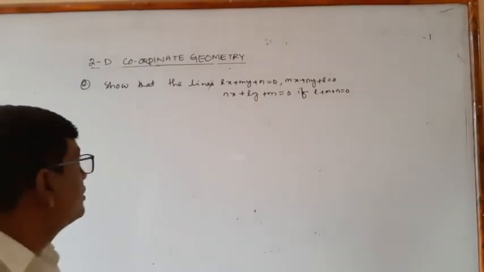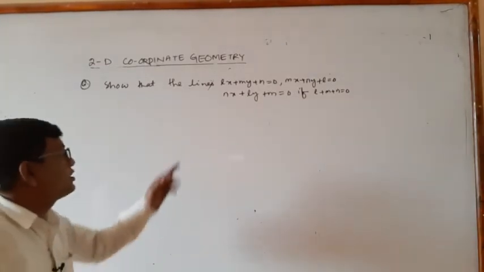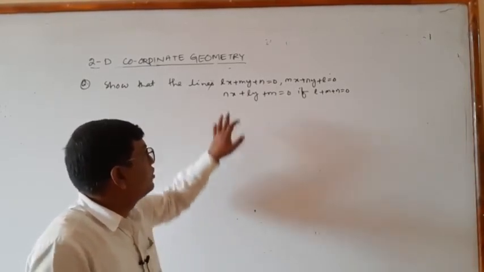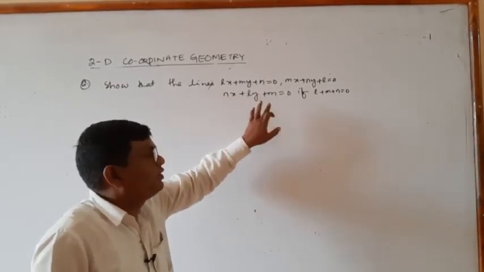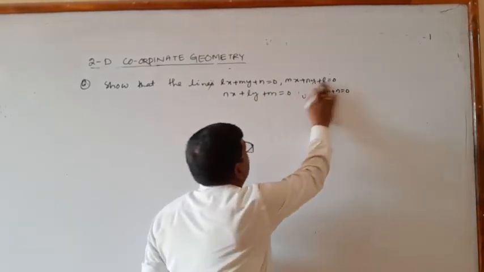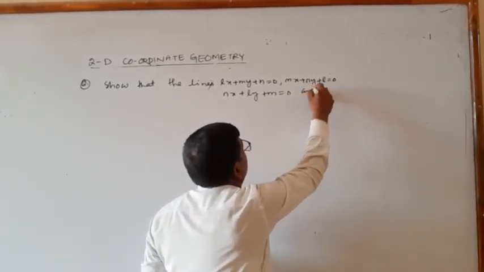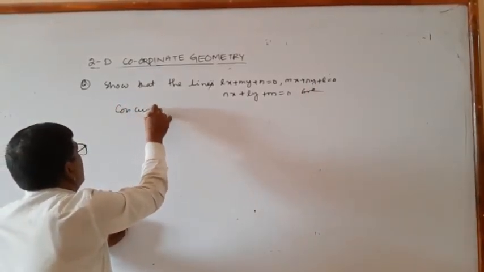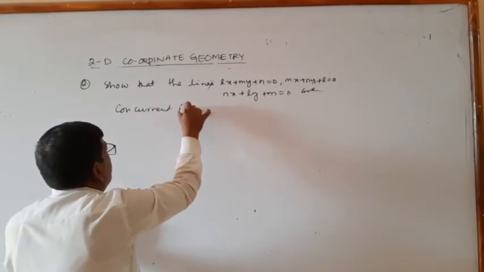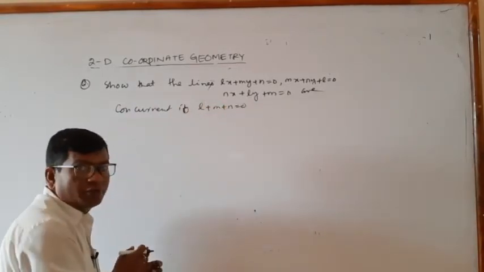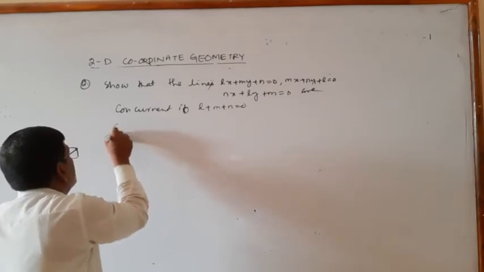Show that the lines Lx plus My plus N equal to 0, Mx plus Ny plus L equal to 0, and Nx plus Ly plus M equal to 0 are concurrent if L plus M plus N equal to 0. So apply the condition.